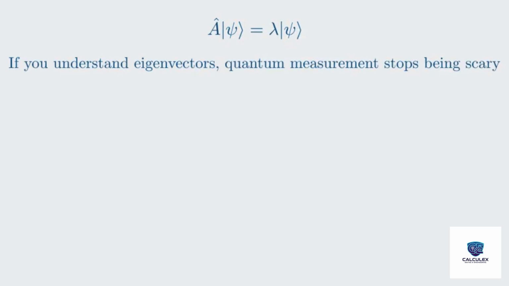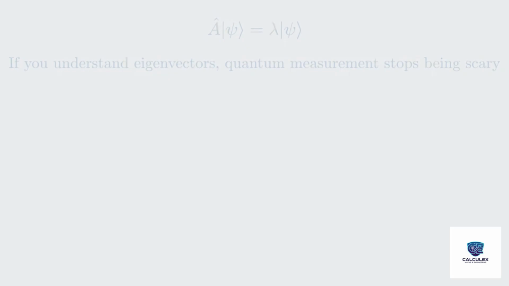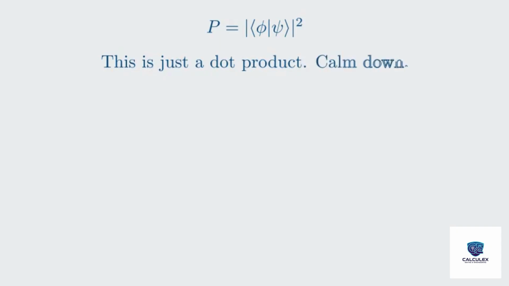Measurement is not mysterious. It's an eigenvalue problem. When you measure something, you are asking, which eigenvalue does this operator return? If you understand eigenvectors, quantum measurement stops being scary. Quantum probability doesn't come from randomness. It comes from geometry. Measurement is projection. Probability is the squared length of that projection. This is just a dot product. Calm down.